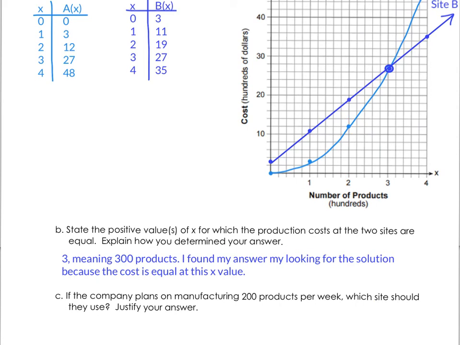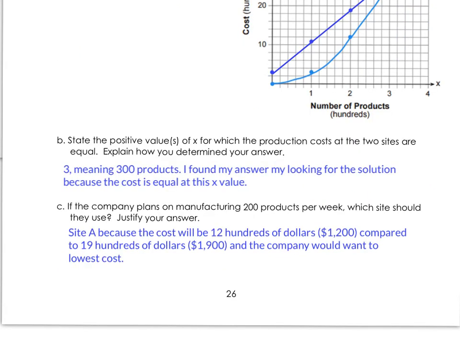The justify means I should probably look at my table so I can give an accurate justification. So at that x value of 2 that I can see on my graph, I'm going to go over to my tables to say, okay, well, at A of x, the cost is $1,200. And for my linear function, the B of x, at 2, it's $1,900. So I just wrote that out as site A because the cost will be 12 hundreds of dollars, which means $1,200, compared to the 19 hundreds of dollars, $1,900, and the company would want the lowest cost.